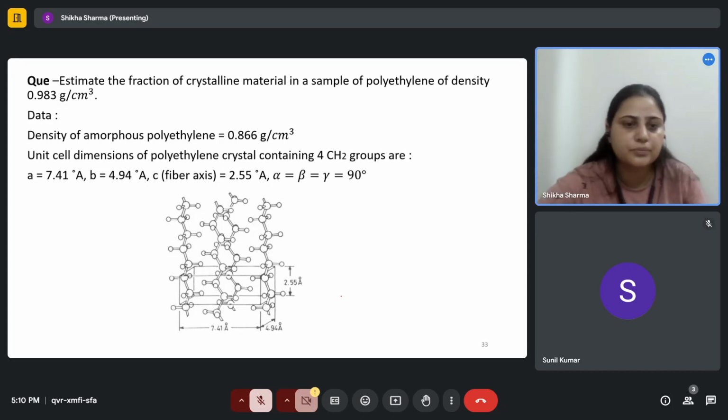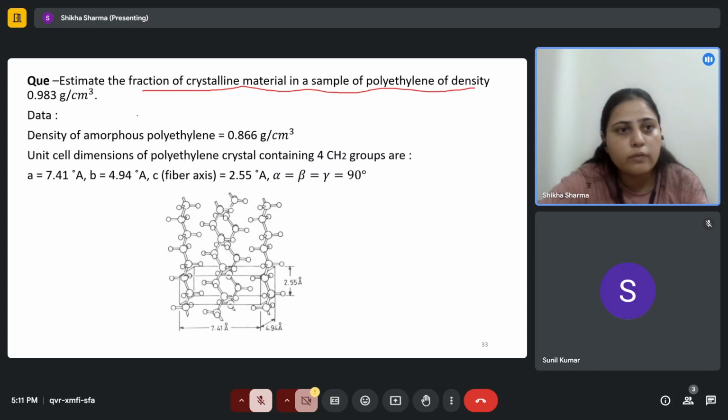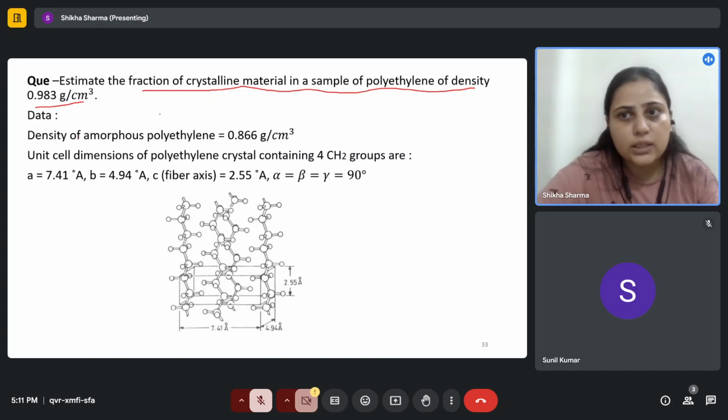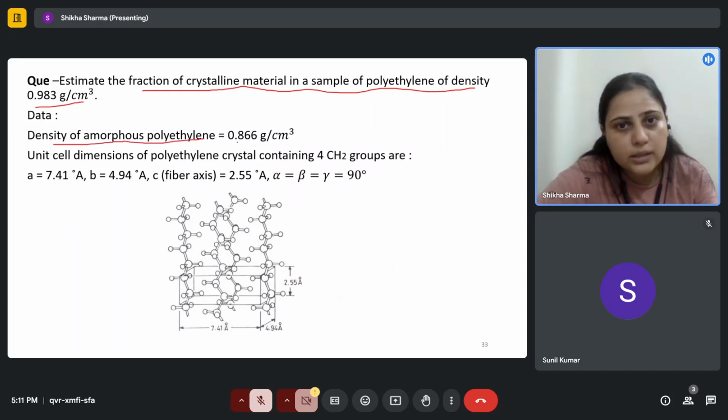Sorry for the interruption. So this question says to estimate the fraction of the crystalline material in a sample of polyethylene of density 0.983 gram per centimeter cube. So we need to estimate the fraction of the crystalline material, right? The density of polyethylene is given, and the density of the amorphous part is given as 0.866 gram per centimeter cube.